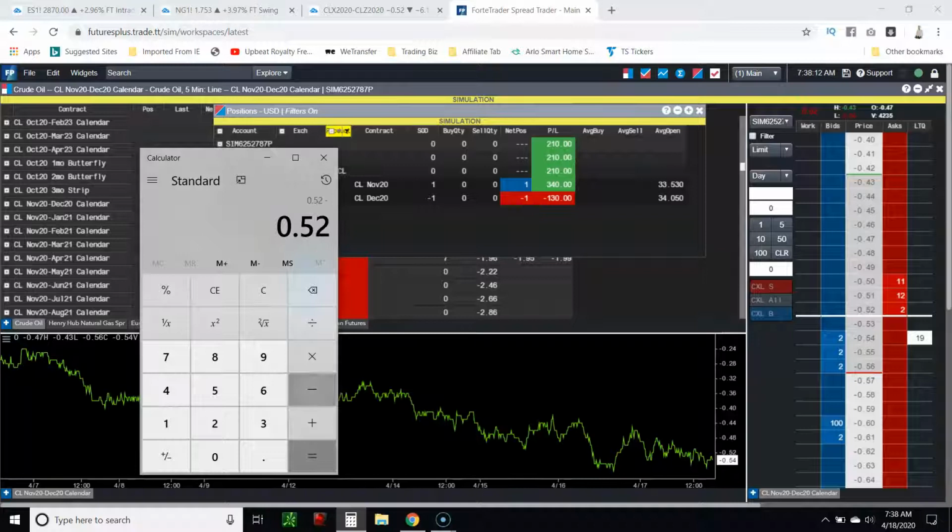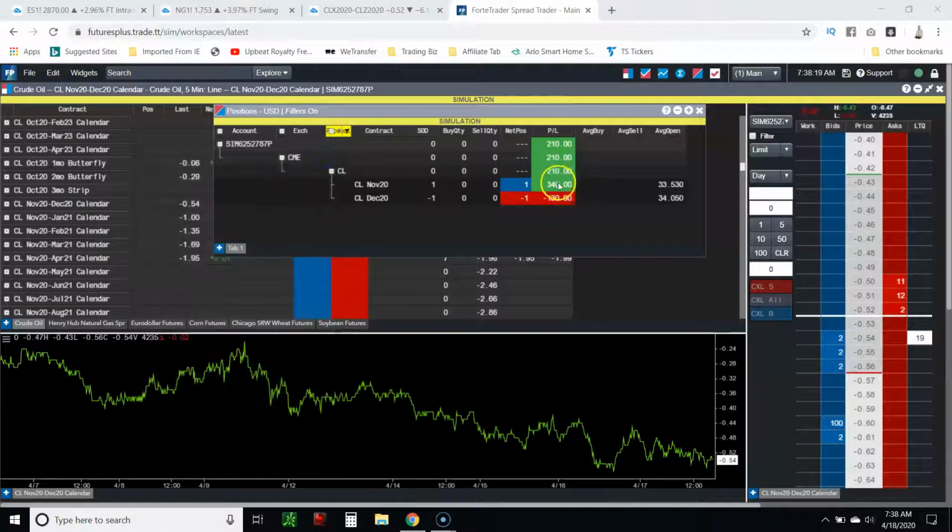We sold at the 0.52 and we closed at 0.31. I'm sorry, 21 ticks. So it's showing a difference, a relative difference. 340 minus 130 is $210. And then crude oil trades at $10 a penny. So $10 a tick makes sense.